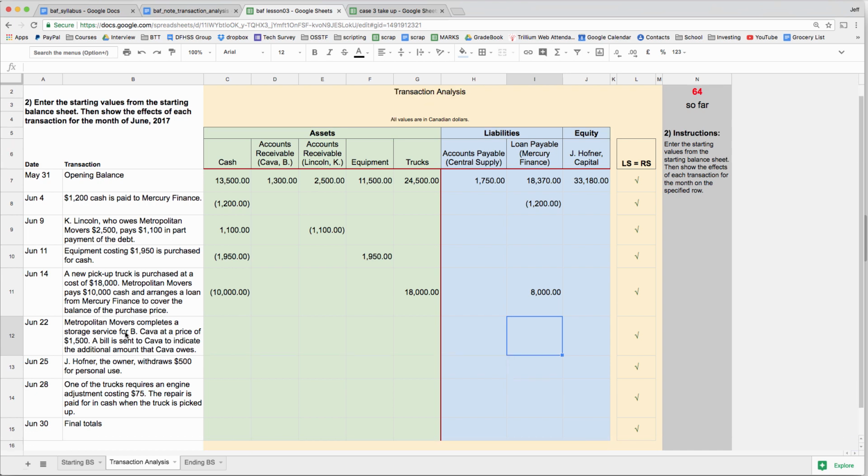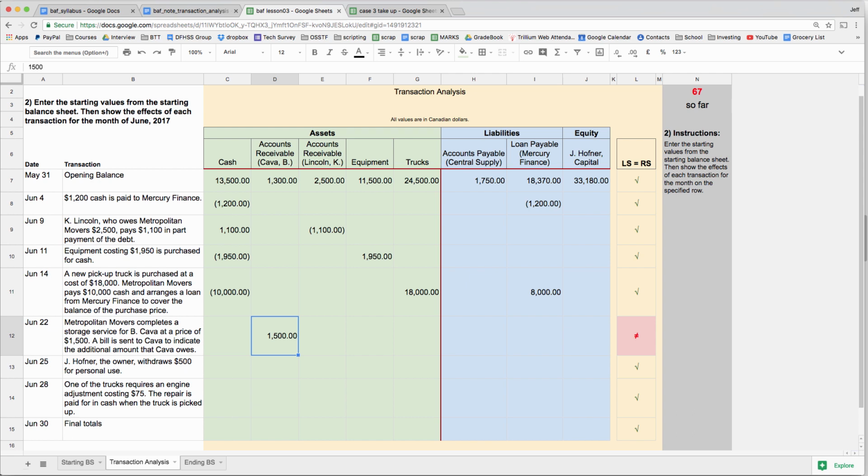Next, Metropolitan Movers completes a storage service for Cava at a price of $1,500. A bill is sent to Cava to indicate the additional amount that Cava owes. Okay. So what's that? Well, Cava owes us money. That's a customer. So if Cava owes us money, it must be a financial transaction. So that's an increase in what we're waiting to get from Cava. So accounts receivable goes up $1,500.